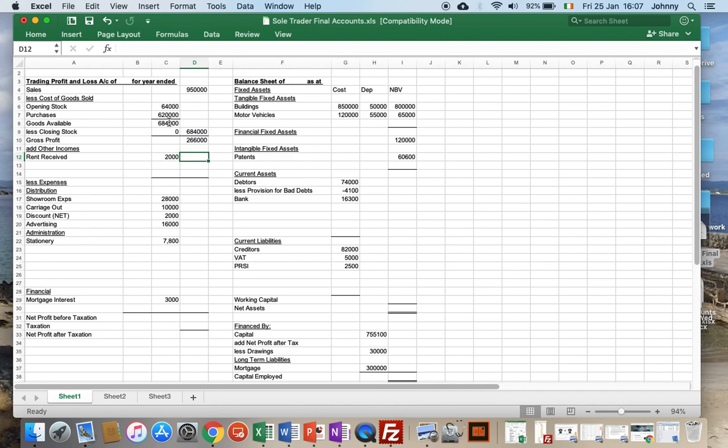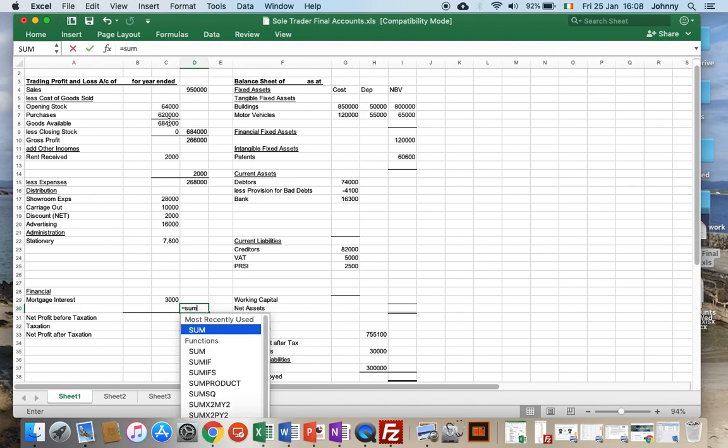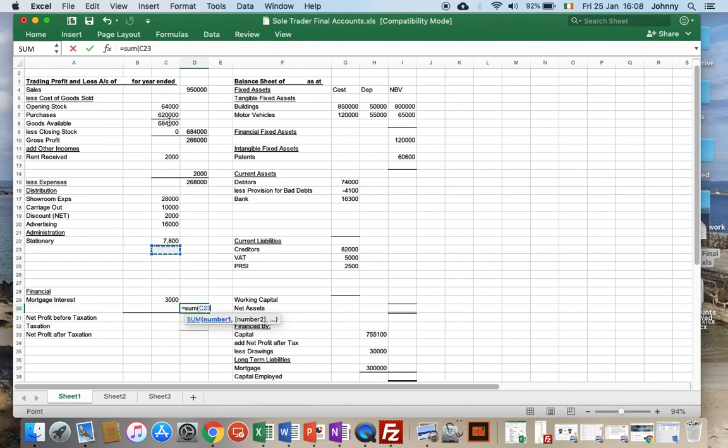Rent received, that's the only other income. I've moved into the middle column because sometimes we'll have more than one other income. So in this case, we've only got one. So it's 2 grand. So I'm going to add the other income to my gross profit. And then my expenses. I know I have them in different categories, but I'm just going to add up the total figure for all of my expenses. I'm going to put the answer here. So it's everything from the 28 all the way down.